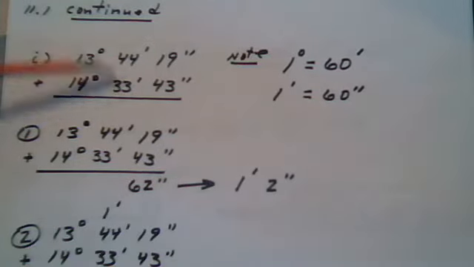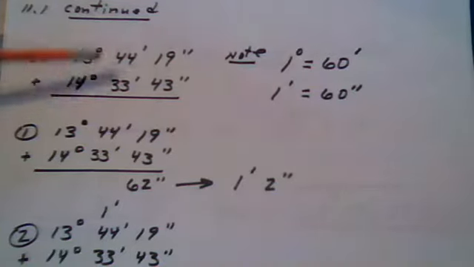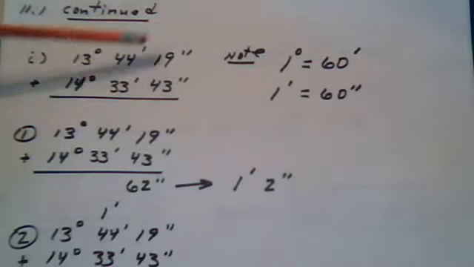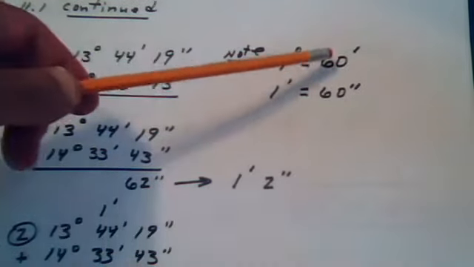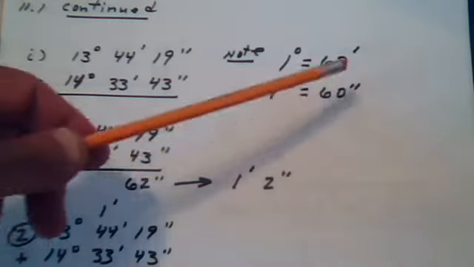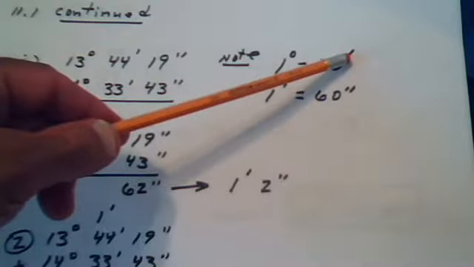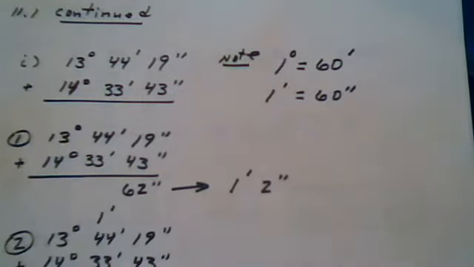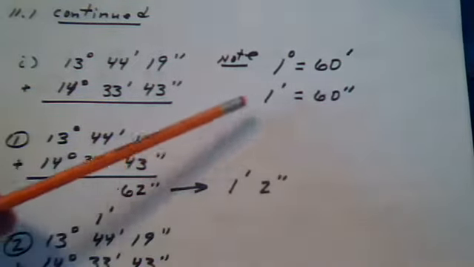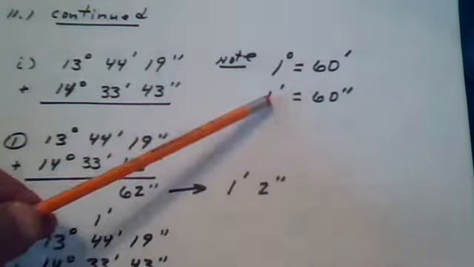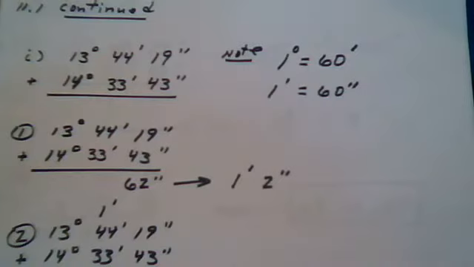So you stack them up on top of each other such that the degrees are lined up in a column. The second column are the minutes, and the third column are the seconds. Remember that 1 degree equals 60 minutes, and 1 minute equals 60 seconds. So every time you have a group of 60 minutes, you could write 1 degree instead. It's easier. Every time you have a group of 60 seconds, you could write it as 1 minute, and it takes less digits to do that. So keep that in mind as we add.